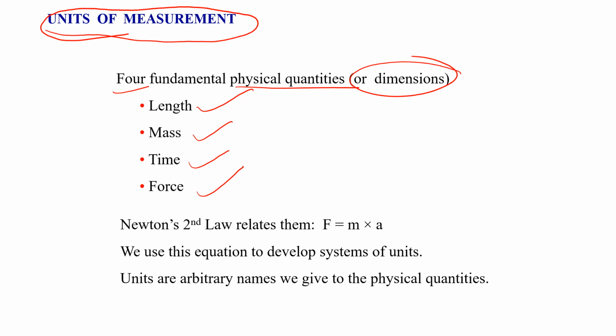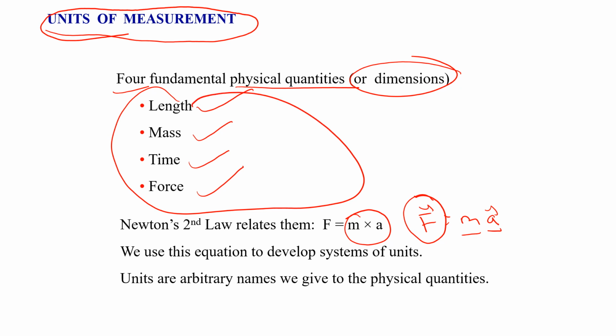Force is obtained from the second law of motion, which is force is mass multiplied by acceleration. So if you know mass and acceleration, you can find out force. So we use all these quantities, the four fundamental physical quantities, to develop a system of units. So a unit means like mass in kilogram, acceleration in meter per second square, force in Newton, and so on. These are called the units.